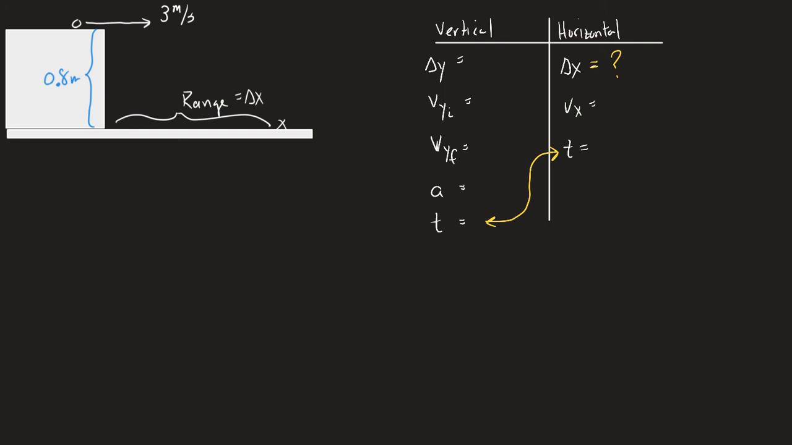Now, I've given you one of those. I've told you that it travels horizontally 3 meters per second. That's a given in the problem. But I also tell you that it falls 0.8 meters to reach the ground. And that because it's on level surface, I'm telling you that its initial y velocity is 0. That's what makes it a type 1 problem.